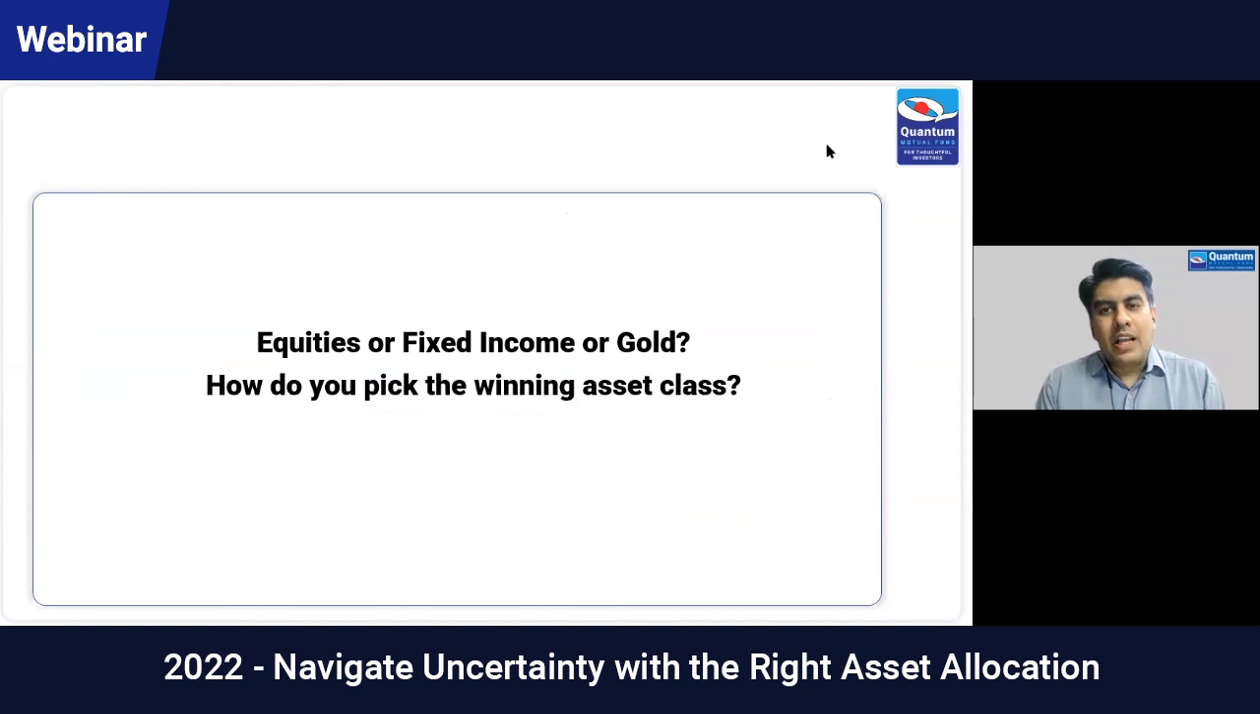So what is the asset class that you will bank on next year? Equities, fixed income, or gold? How do you pick that winning asset class? Should you try and predict where to put the money for next year, or should you have an asset allocation approach? Let's look at getting answers from data.